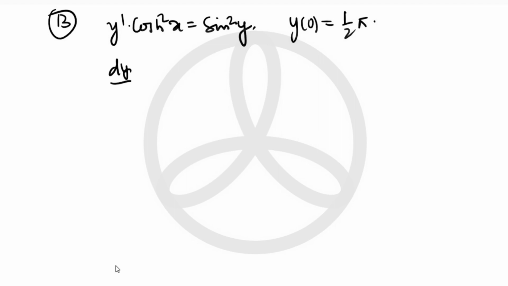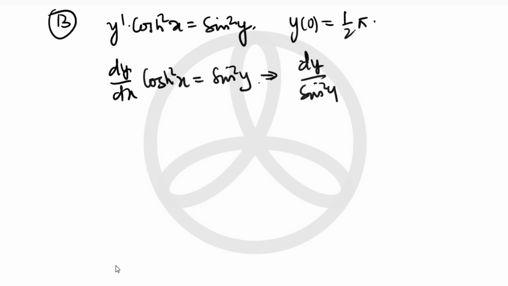This we can write as dy/dx cos square hyperbolic x equals sine square y. I think this can be well separated, y with y and x with x, and we get dy by sine square y equals dx by cos square hyperbolic x. Okay, and this we can integrate.